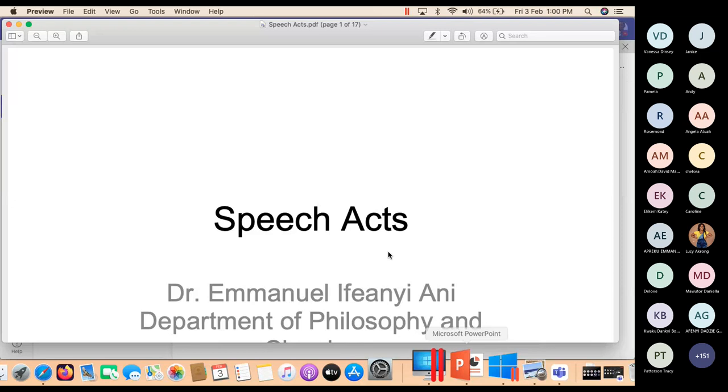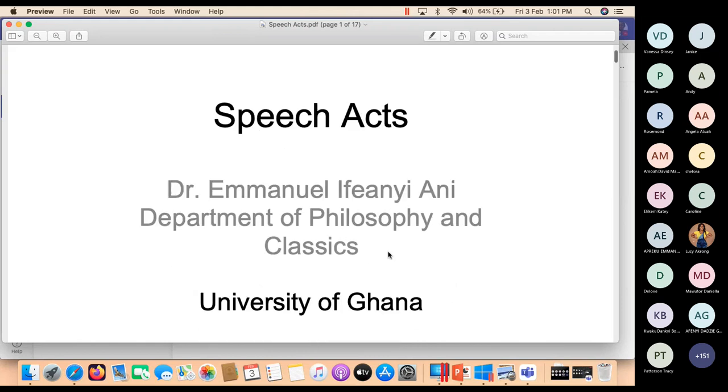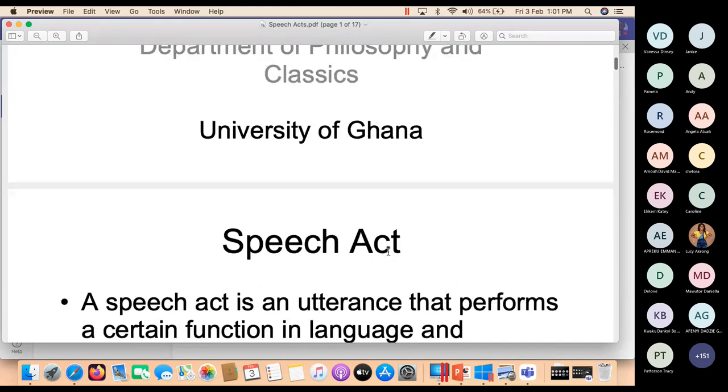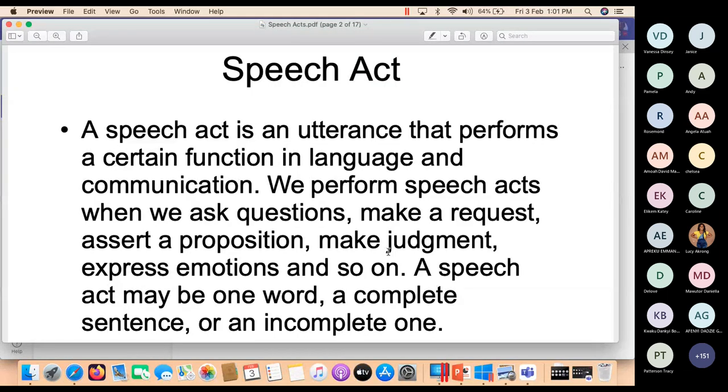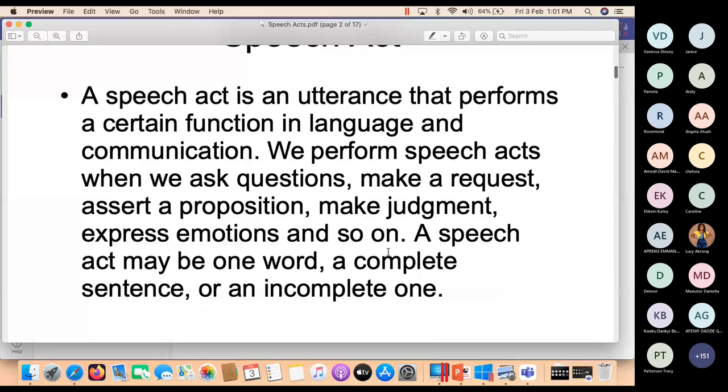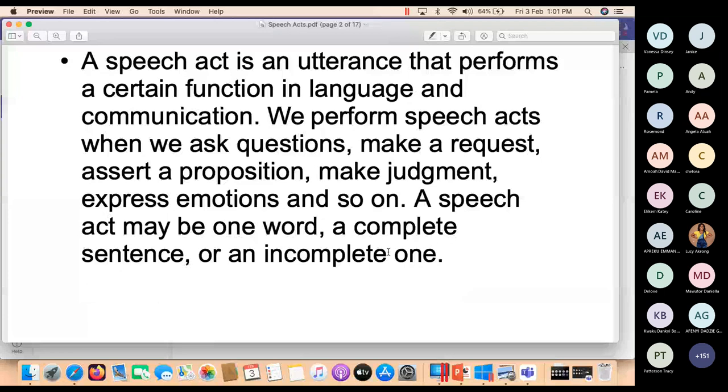Yes, please. Yeah, so this is supposed to be what you guys discussed in the last class, or well, let me say the first class. A speech act is an utterance that performs a certain function in language and communication. We perform speech acts when we ask questions, make a request, assert a proposition, make judgment, express emotions, and so on. A speech act may be one word, a complete sentence, or an incomplete one.